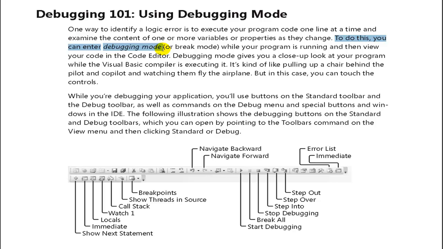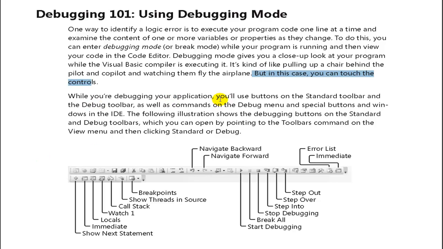To do this, you can enter the debugging mode or break mode while your program is running, and then view your code in the code editor. Debugging mode gives you a close-up look at your program while the Visual Basic compiler is executing it. It's kind of like pulling up a chair behind the pilot and the co-pilot when you're in an airplane and watching them fly the airplane. So you sit behind the pilot and you can watch them fly. You sit behind the program, you can watch it run. But in this case you can touch the controls.